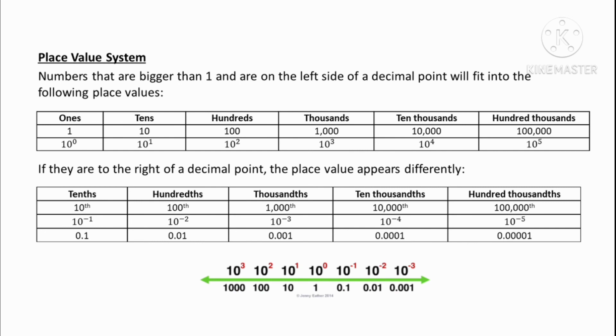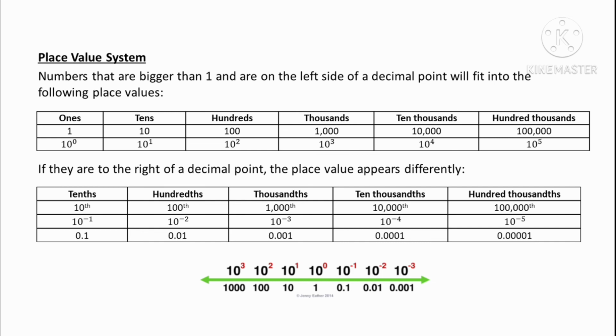As for the place value, numbers that are bigger than 1 and are on the left side of the decimal point fit into the following place values: the first represents the ones, then tens, hundreds, thousands, 10,000, and 100,000. To the right of the decimal point, the place value appears differently.